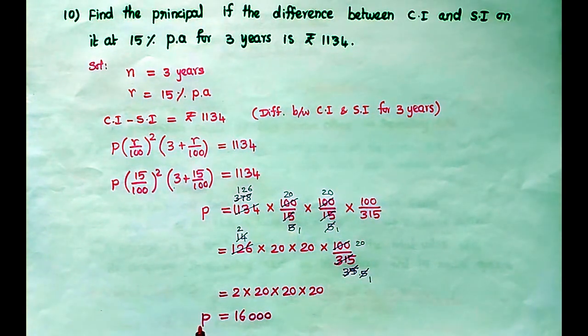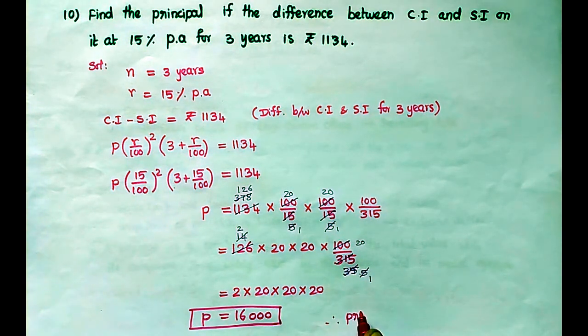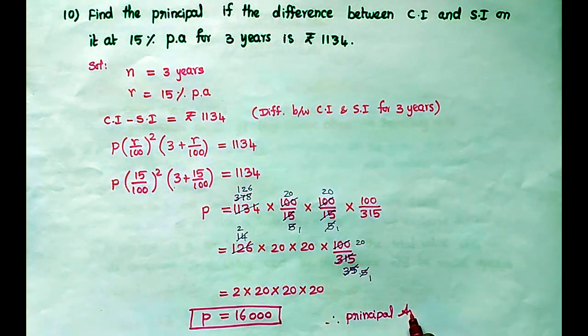So the principal amount is rupees 16,000. Therefore, principal amount equal to rupees 16,000. That is the answer.